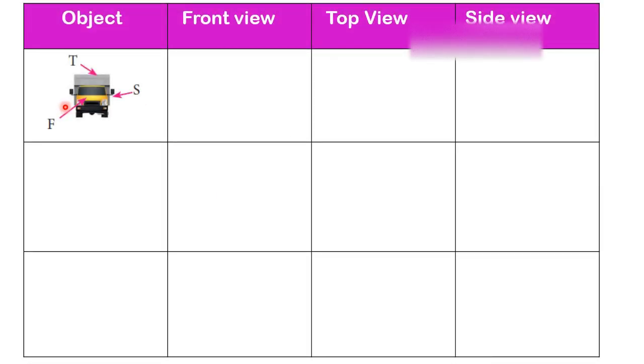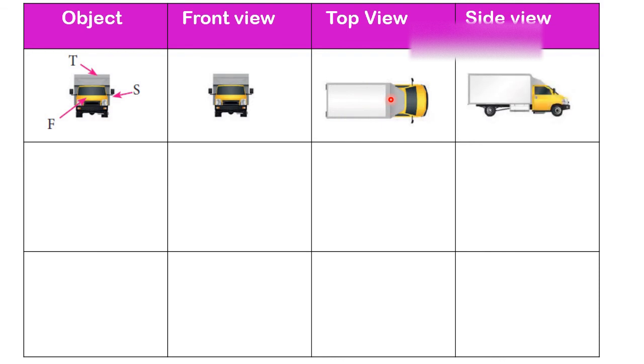So this is the object, it's a truck. This is the front view, then top view, then side view. When you look from the front, what will we see? This is the front view, then top view. If you look at this truck from the top, we see like this only, isn't it? The same way, if we look from the side, this is the side view of this truck.